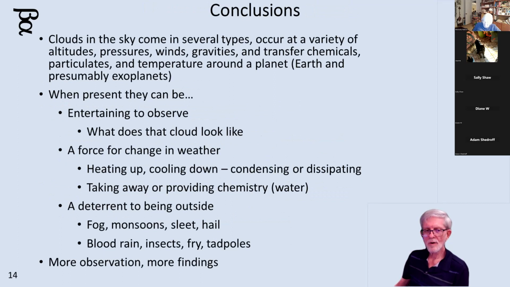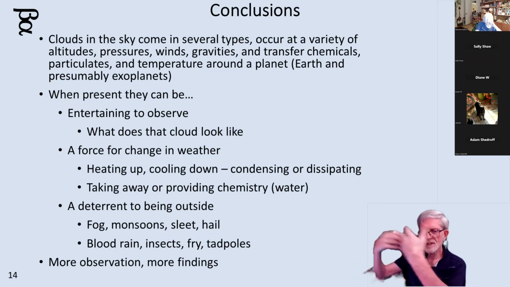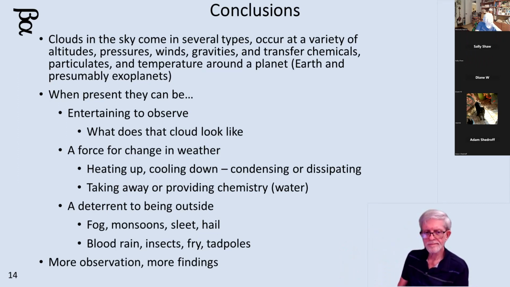So in conclusion, clouds in the sky come in several types. They occur at a variety of altitudes, pressures, winds, gravities, and transfer chemicals, particulates, and temperature around the planet. This is how you get the hot side hot and the cold side cold to mix. Yes, there are things like the Gulf Stream and underflow currents that do the same sort of thing for the water level, but for the atmospheric level, the clouds pick up huge amounts of water vapor and move it from one place to another, which changes the temperature where it drops out as rain or snow.